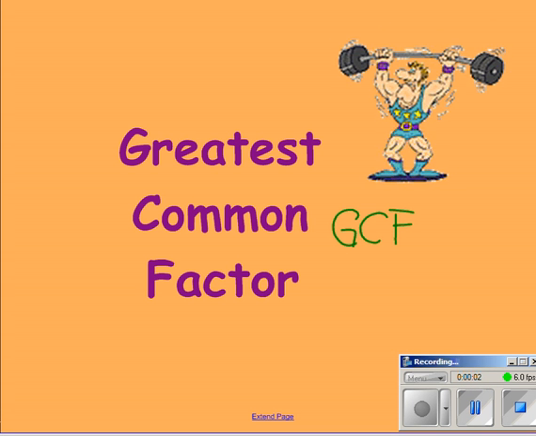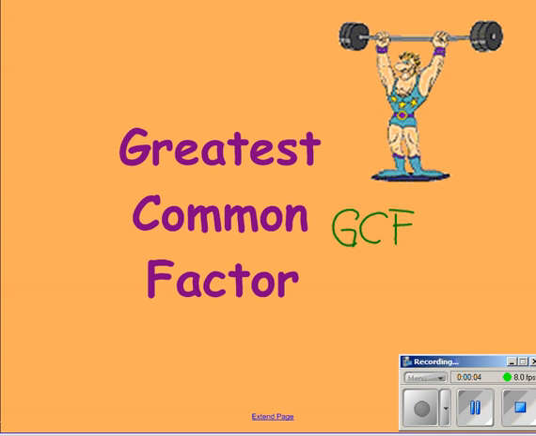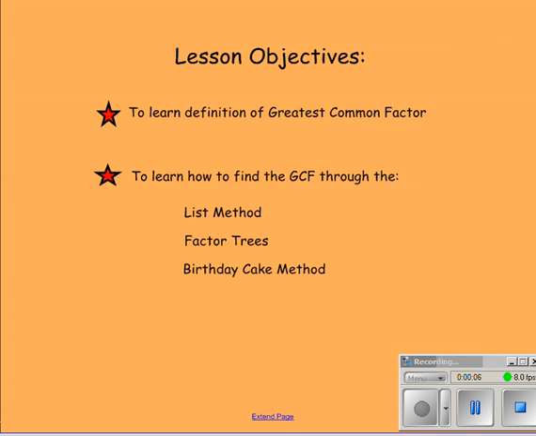Okay, we're going to talk about greatest common factor. So we're going to be talking about the definition of greatest common factor and how to find the greatest common factor. And we're going to use 3 ways to do it. We're going to talk about the list method, we're going to talk about factor trees, and we're going to talk about the birthday cake method. Okay, so that'll be a new one you probably haven't done before.